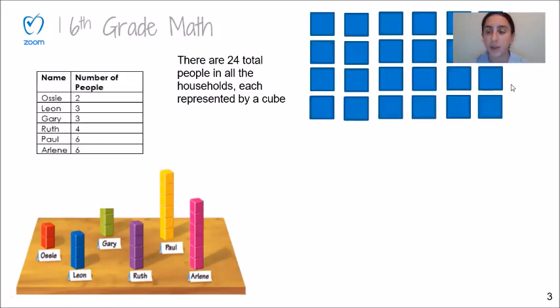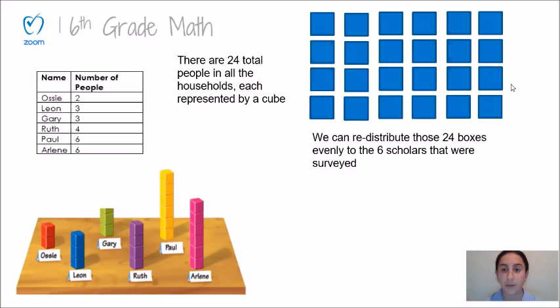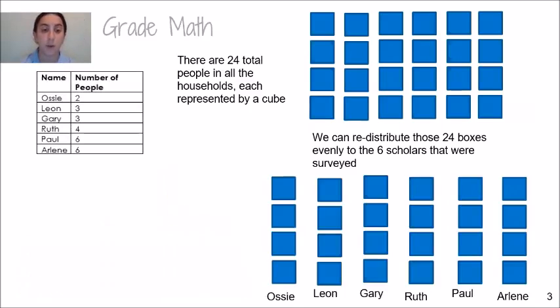I can then represent those 24 people. I didn't make cubes, but you can see these as squares. So there's 24 squares there, 1 for each person. And then Michelle said that she redistributed those 24 back to the 6 people evenly. So each of the 6 people has 4 people in their household now. That number 4 is the mean, or the average of our data set.